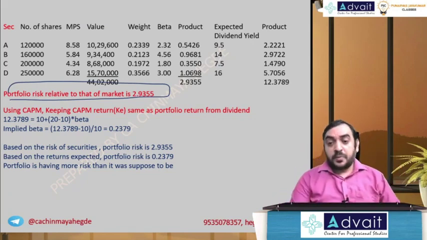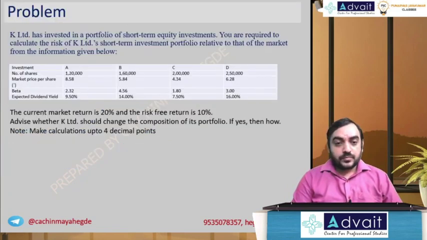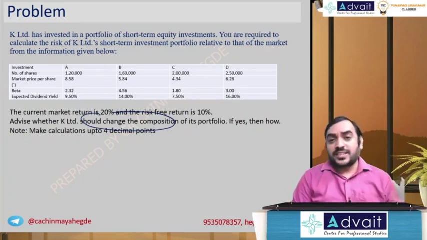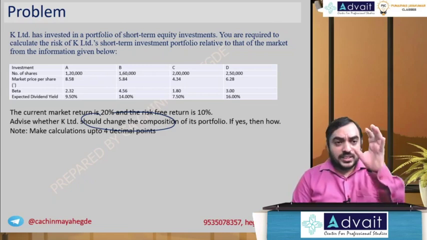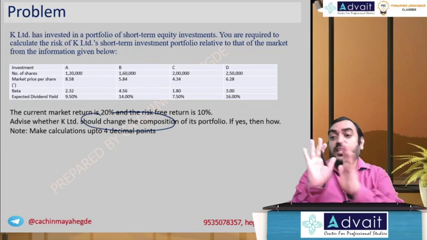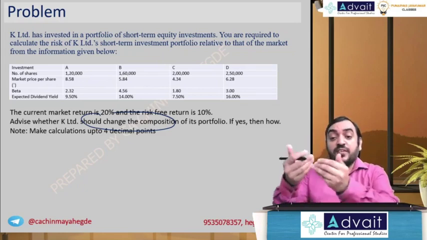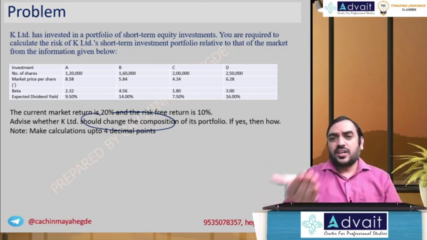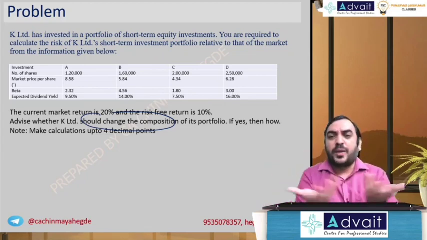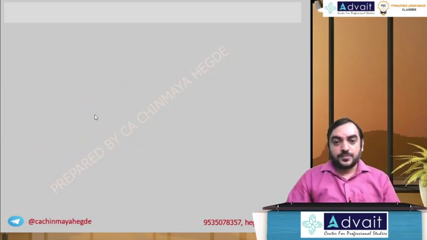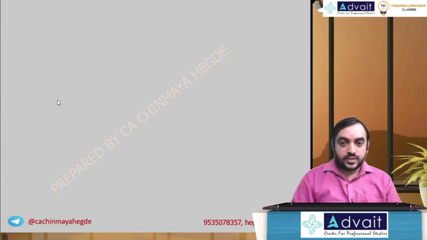Okay. Second part of the question, I'll come to it. Whether K should change the composition, that we will do by the CAPM method. What is the CAPM method? We compare CAPM return and dividend yield. If dividend yield is more, we say that the stock should be continued. If dividend yield is less, then we say that the stock should not be continued. You know, when we say undervalued, overvalued, buy, sell calls, those kinds of things. So let me quickly do it for you so that this will be completed today.